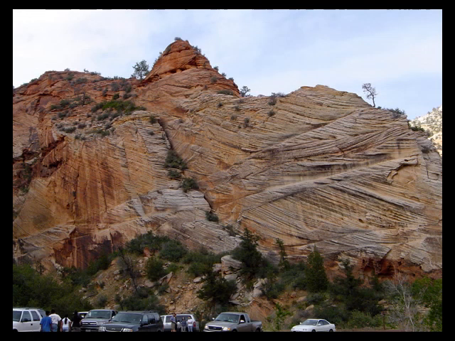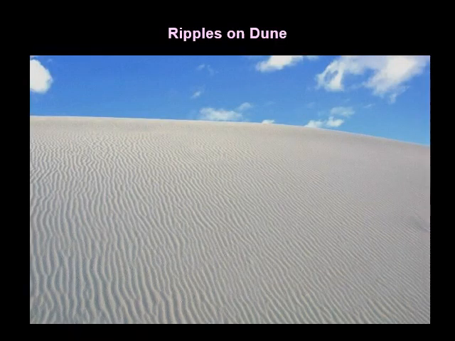Here are pictures of cross-bedded deposits. These are Aeolian deposits with large-scale cross-bedding. It is possible also to develop ripples on a dune. So what you are looking at is a dune and ripples are developed on it.